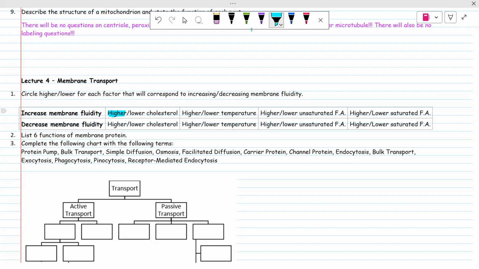Based on your lab, do you want higher temperature or lower temperature if you want to increase fluidity? Higher temperature. More unsaturated fat, because unsaturated fat is the one that's liquid, and then less saturated fat. So high, high, high, low, and then low, low, low, high for the other.